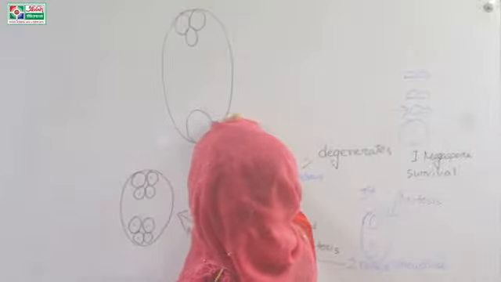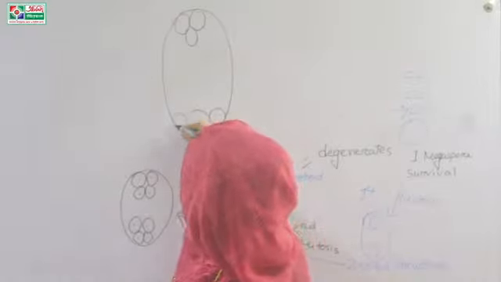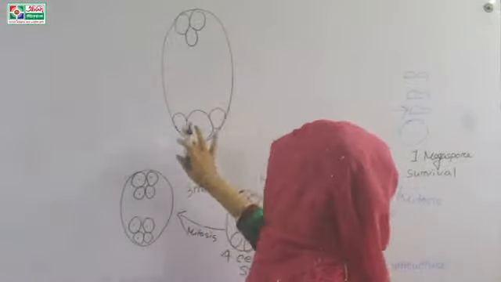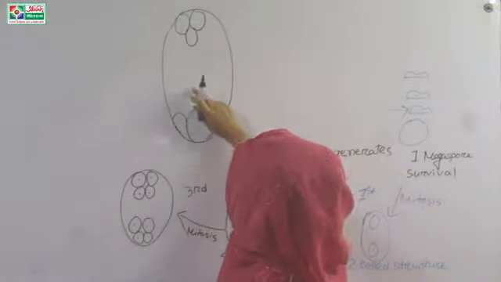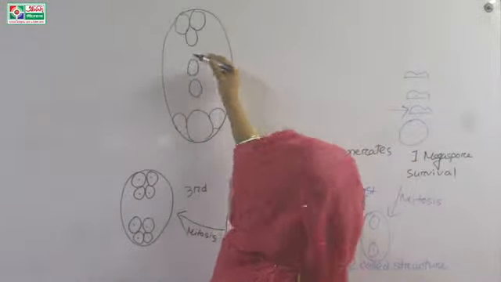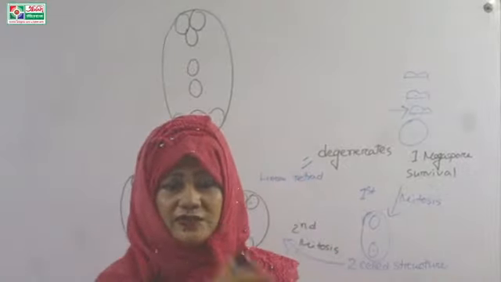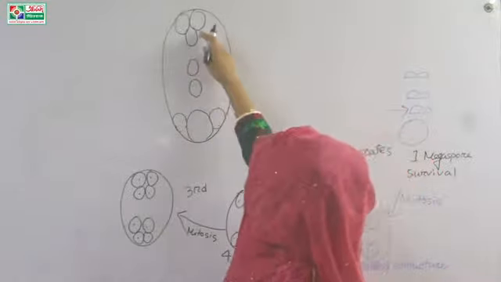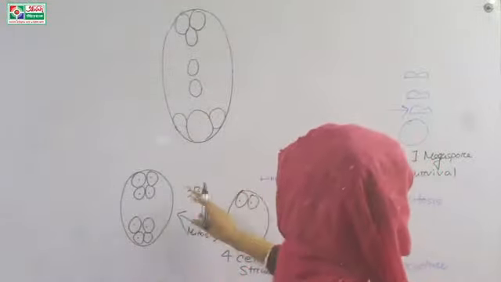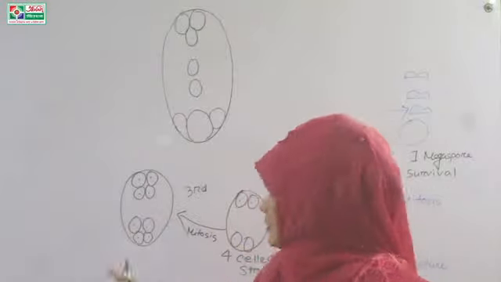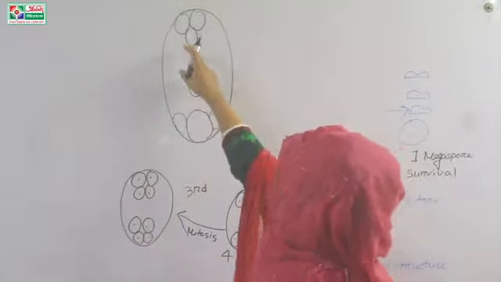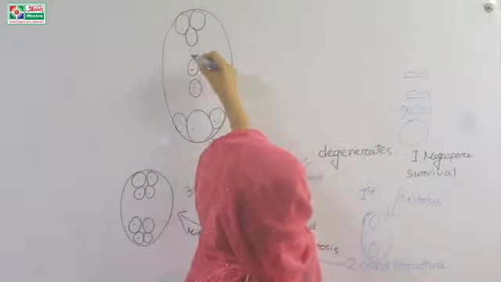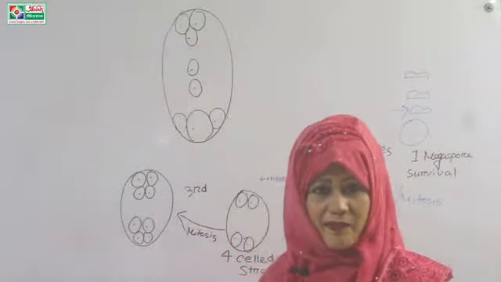I am giving you the reason. Have a look. 1, 2 and 3. 1, 2 and 3. And 1 cell from each pole will migrate toward the center. Right? 1 cell from this pole and another cell from this pole. So the number is fixed: 1, 2, 3, 4, 5, 6, 7, 8. No change in number but change in the arrangement.